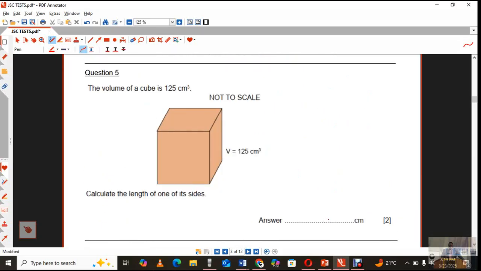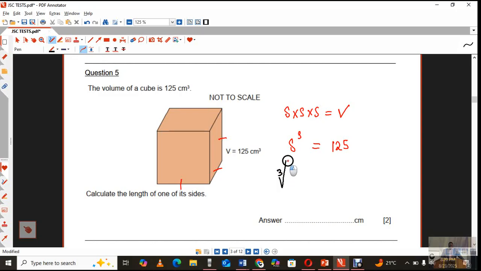Good. You have got a cube. You are told that the volume is equal to 125 cubic centimeters. So we are looking for the side. You know that side times side times side is given as the volume, or side cubed is given as 125. Now, in order to get rid of that, you're going to take the cube root of both sides.